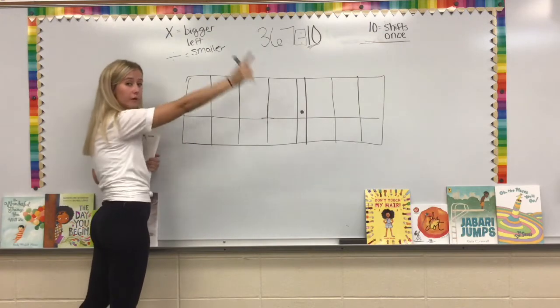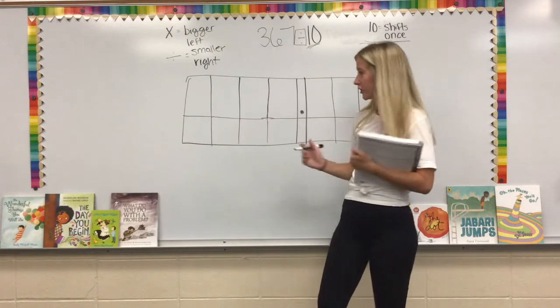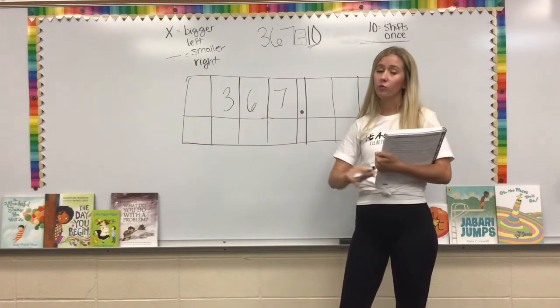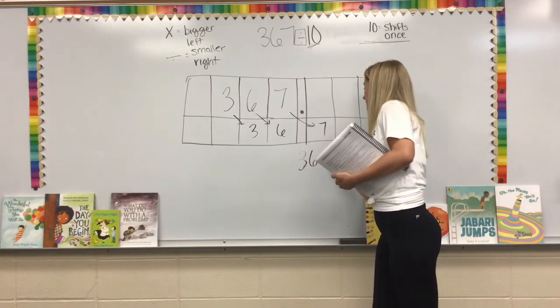not left, but right. Start by putting my 367 in my place value chart, just like before. But this time, instead of shifting left, we are shifting right. Final answer now is 36.7.